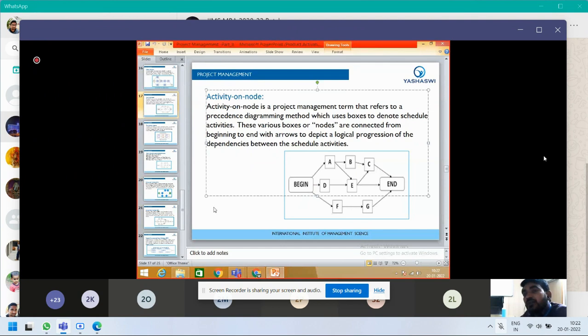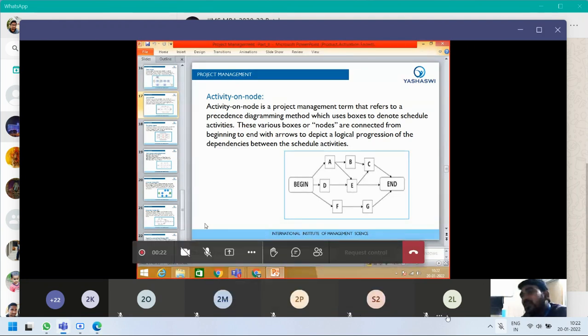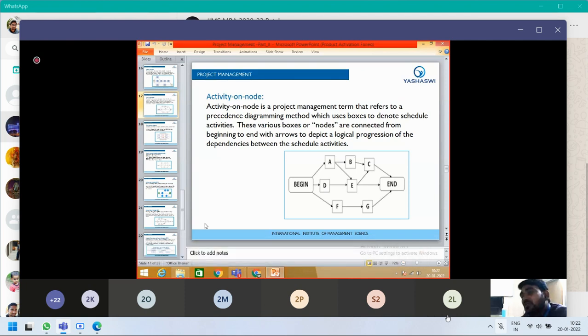Okay, what is meant by activities or node? In the figure, what do A, B, C, D, E, F, G indicate? The project activity diagram has shown the starting phase and end phase. What are the key components A, B, C, D, E, F? What do they indicate?